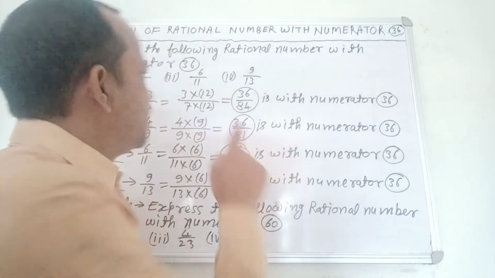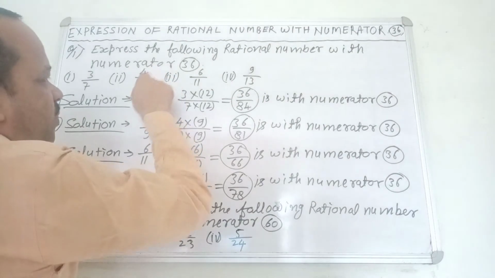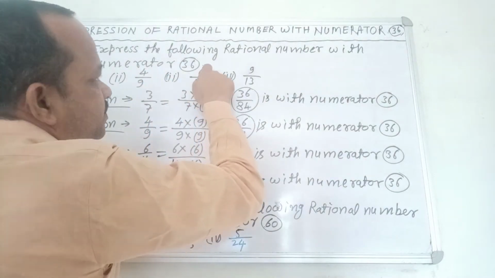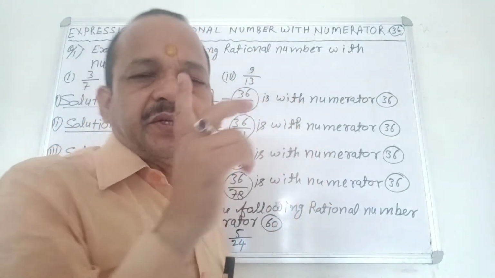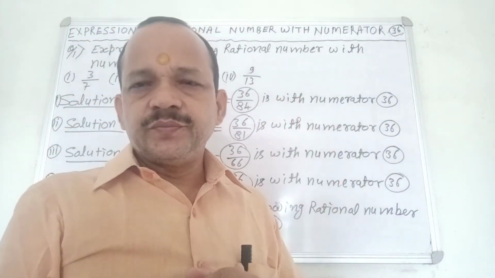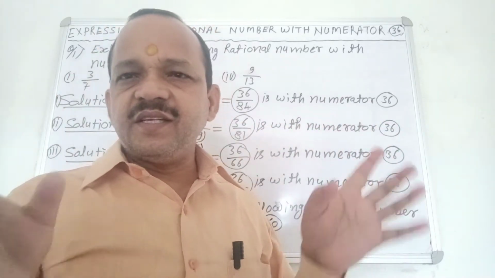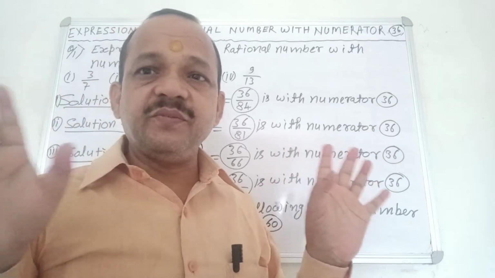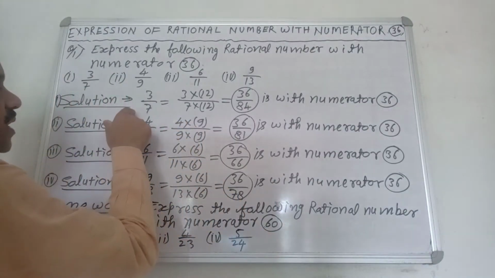Very good. First question, 3 by 7. Second question, 4 by 9. Third question, 6 by 11. Fourth question, 9 by 13. Here are 4 questions for you. Clear? You can solve it very easily. It is very easy, not difficult. Clear? See the board. Solution first.